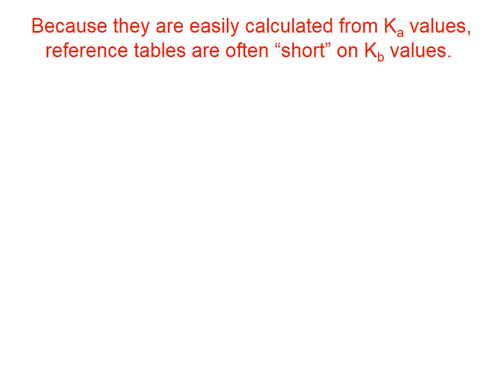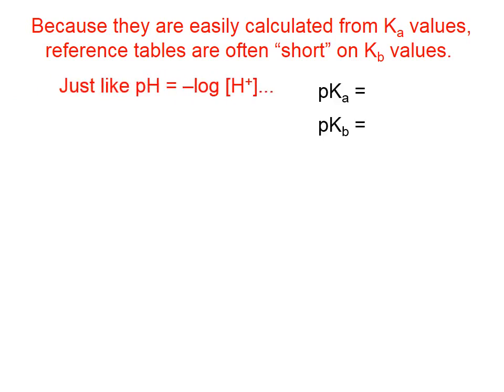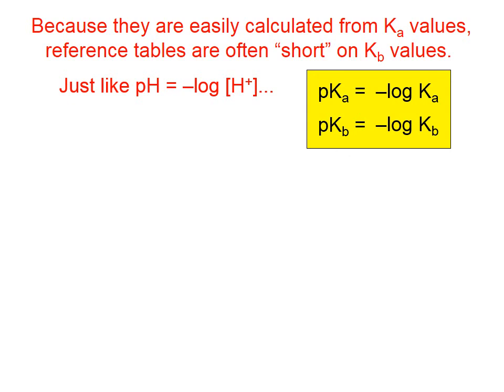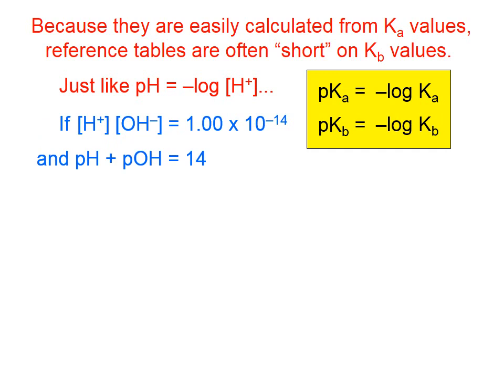Because they are easily calculated from Ka values, reference tables are often short on Kb values. So to calculate a Kb for a conjugate, if we know the Ka, we simply know that the product of those two is 1 times 10 to the negative 14th. Just like the pH is the negative log of the H ion concentration, the pKa is the negative log of the Ka, and the pKb is the negative log of Kb. And we have one more equation to write down.